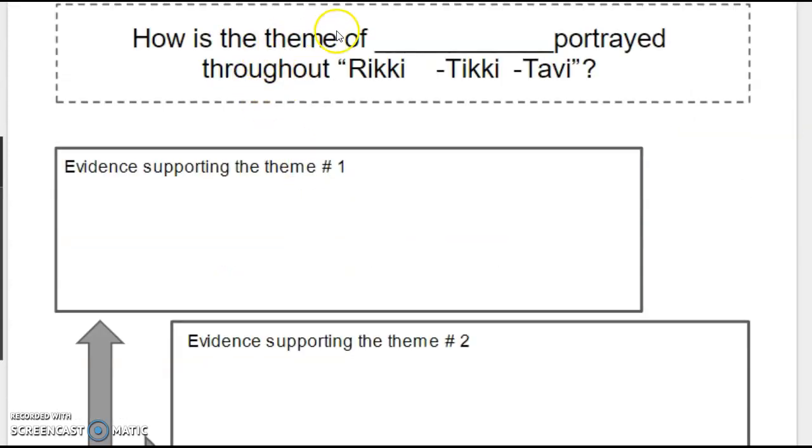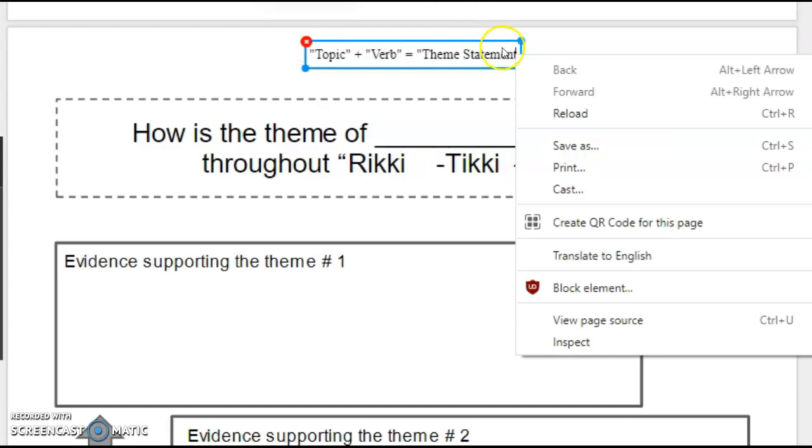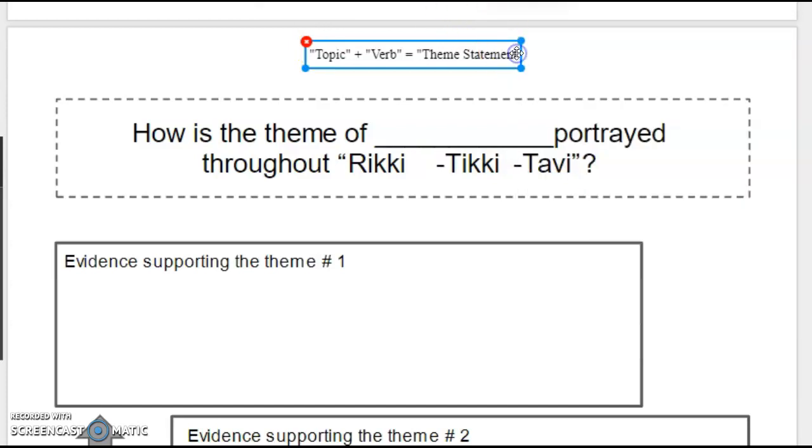Page 3 and 4 is theme. So how is the theme of blank portrayed through Rikki Tikki Tavi? I had you actually write a full theme statement towards the top. Okay, so for example, remember it's a topic. The formula is topic plus verb equals theme statement. I know we are talking through a screen, but I can feel you guys say it. Okay, so that is our formula.